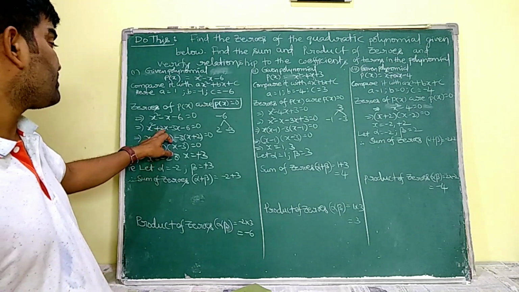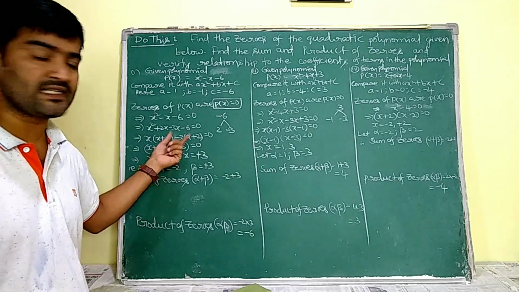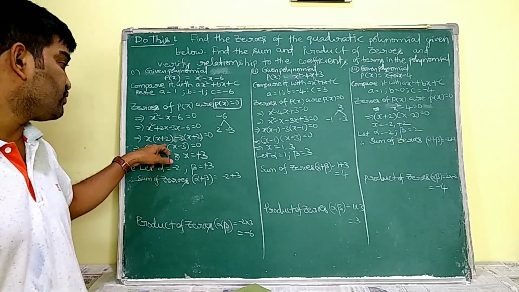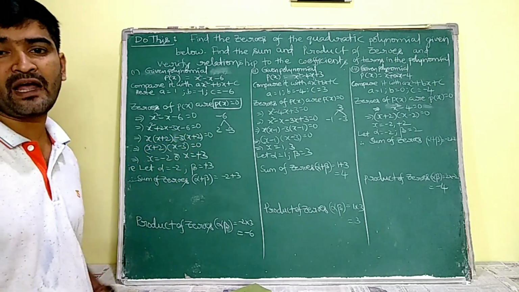So x square plus 2x minus 3x minus 6. From the first two terms I am going to take out x as common. So x into x plus 2, minus 3 into x plus 2. So in these two terms again I am having x plus 2.